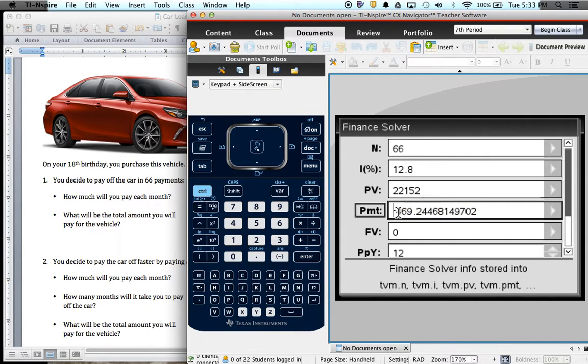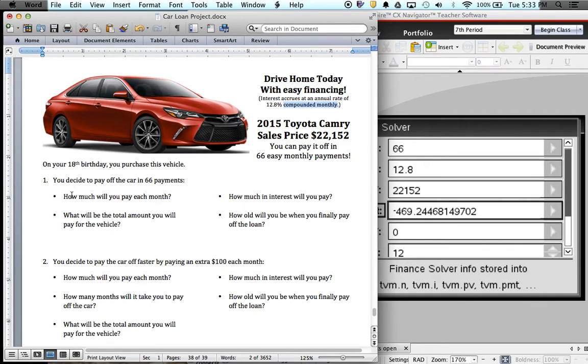You will always have a negative on your payment amount, but on your packet, when it says how much will you pay each month, if you put a negative amount, that says somebody's giving you that money, not you paying it to somebody. So even though it has a negative here, ignore the negative sign, just put the $469.24 here, okay?